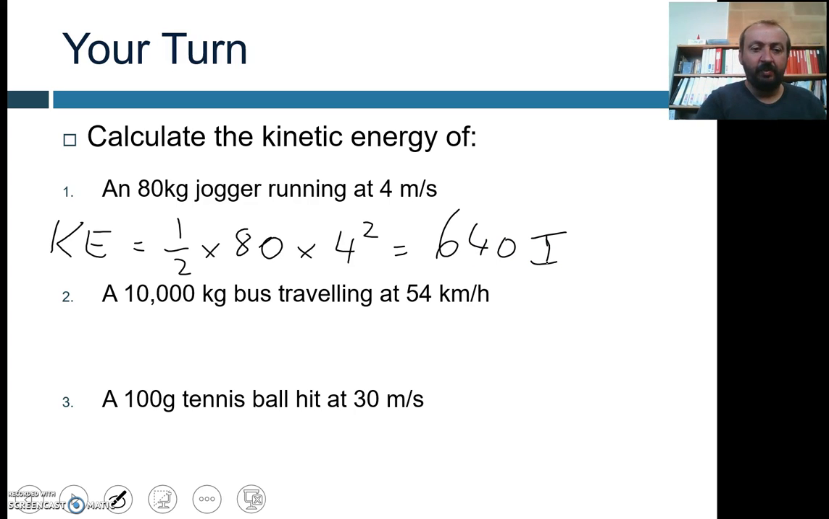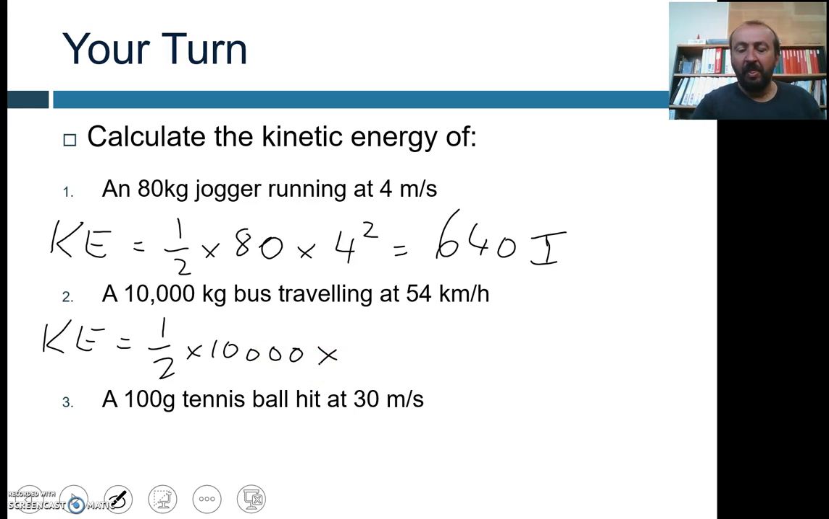For the case of the bus, the kinetic energy is once again 1/2 times 10,000. Now, we've got that in 54 kilometers per hour. To change that into meters per second, we just divide by 3.6, and it actually comes to 15. So it's 15 squared. And that comes to 1.125 megajoules. So heavy bus traveling fast, a lot of kinetic energy there.